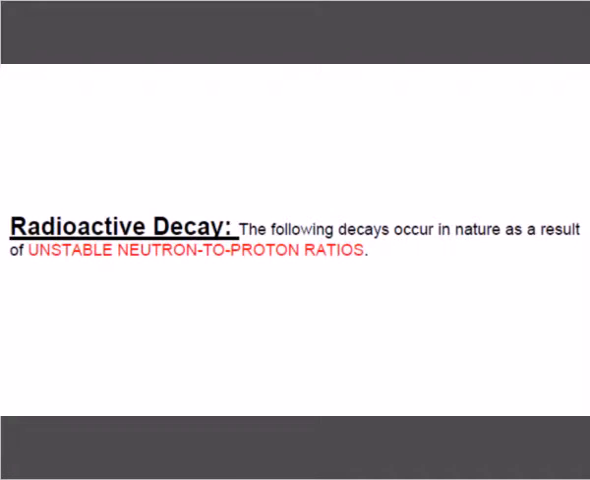So radioactive decay, guys: the following decays occur in nature as a result of unstable neutron to proton ratios. What's that mass that we're looking for where they will start to naturally occur? 83. Greater than 83, that's where we typically will have that natural stuff where they're unstable.